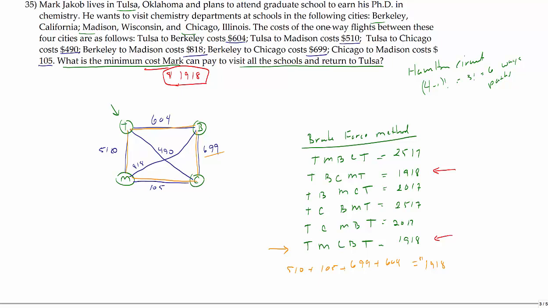One more note about this, like this is the brute force method. It will always give you the absolute minimum or maximum. The bad thing is the more vertices you have, the more paths you have to consider. You could end up with hundreds of these, and you don't want to have to calculate those all by hand.